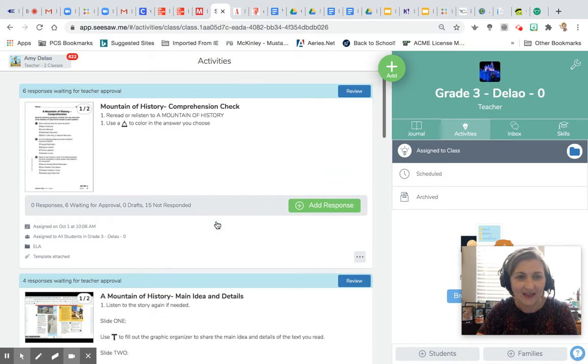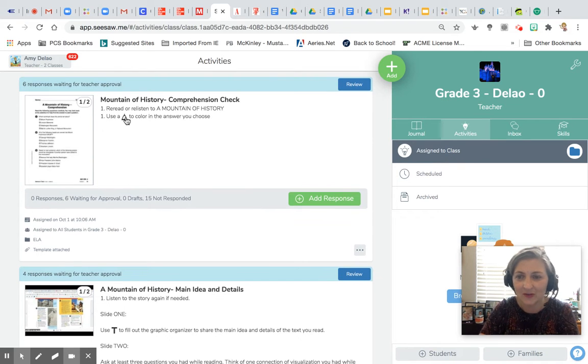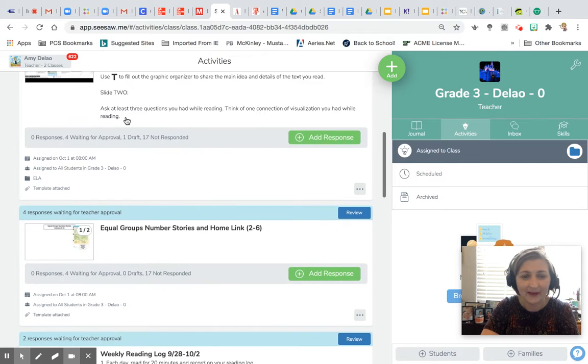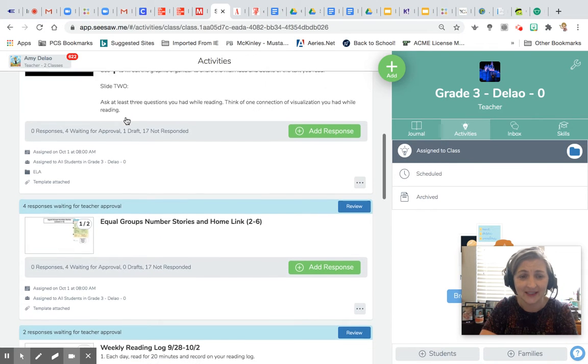All right, and then here is your mountain of history comprehension check. So make sure you do that. You can use one of the markers to bubble in your answers, or you can circle it. Okay, it's only 2 pages this time.